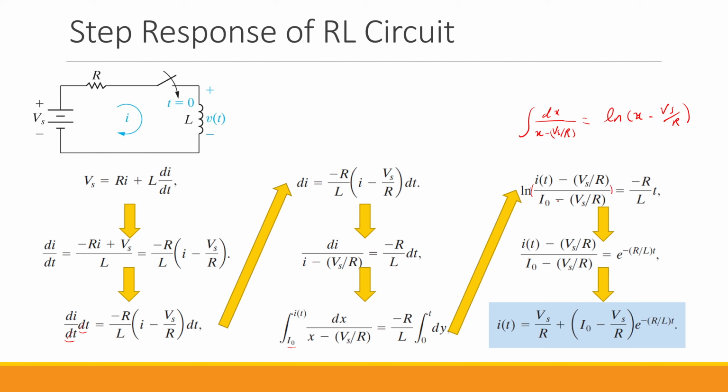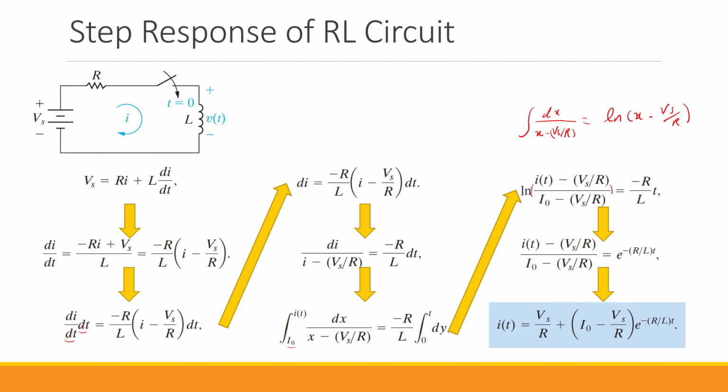So you have seen a similar version when we talked about the natural response of these type of circuits. And on the right side, the integral of dy is y itself. So when you apply the limits, what you end up with is only t. So the right side is going to be negative R over L multiplied by t.